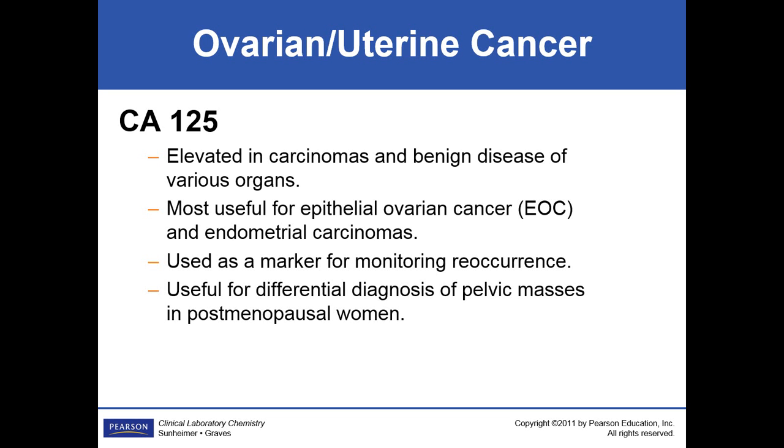CA125 is elevated in ovarian and uterine cancers. It's most useful for the epithelial ovarian cancer, and we mostly use it as a marker for recurrence.